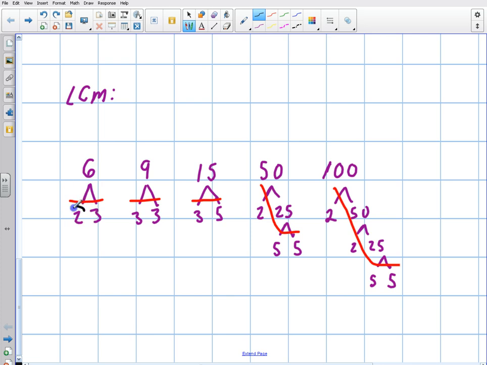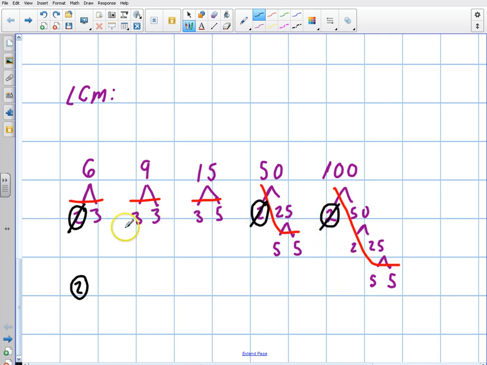Is there a 2 in common? Yes, I have one here, I have one here, and I have one here. So that comes out once down here. Let me just write it, 2, like that. Cross it out. Are there any more 2's in common? Nope. Let's look at a 3.